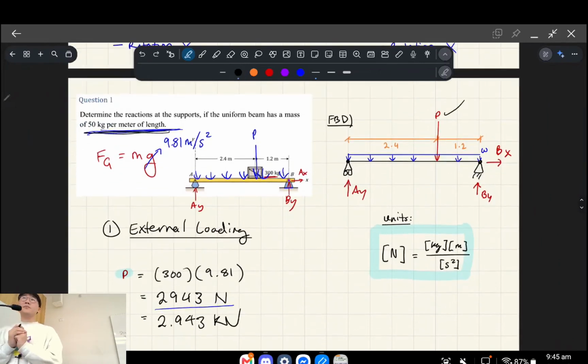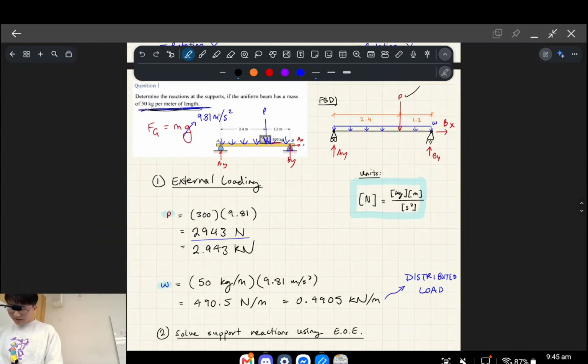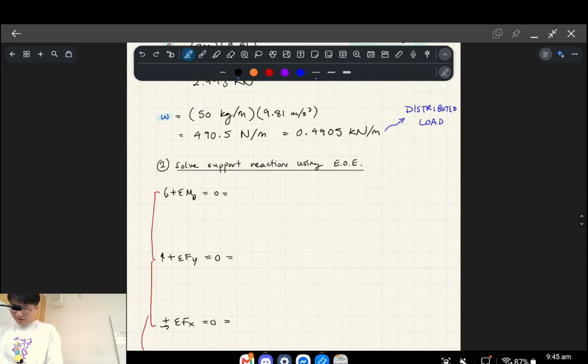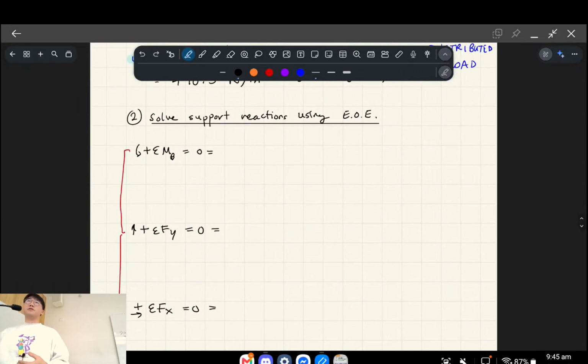Any questions so far about that? No? Okay, so that's the external loads, and we've just quantified them. Next, we're going to use our equations of equilibrium to solve for the support reactions, okay? And this is usually the first step whenever you don't know the reactions. You have to use the equations of equilibrium.